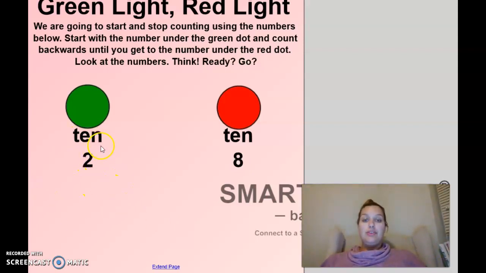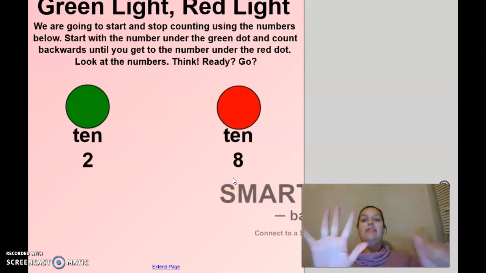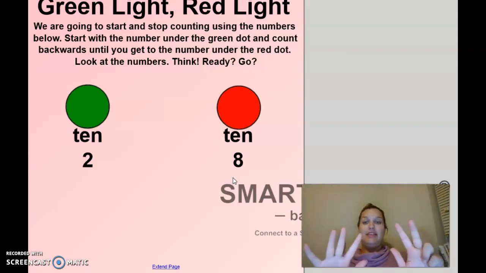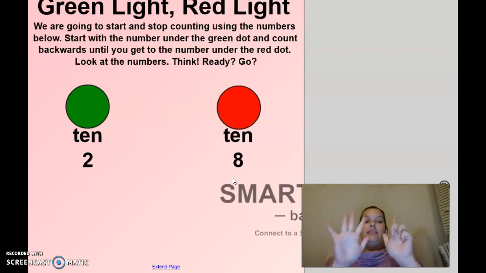10, 2, and we're stopping where? 10, 8. So start with 2, and we're going up to 8. 10, 2, 10, 3, 10, 4, 10, 5, 10, 6, 10, 7, 10, 8. Let's go back. 10, 8, 10, 7, 10, 6, 10, 5, 10, 4, 10, 3, 10, 2.